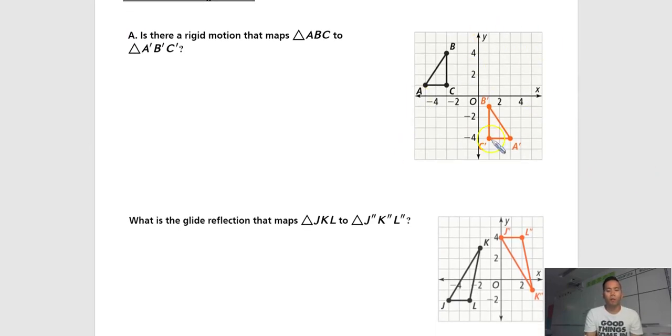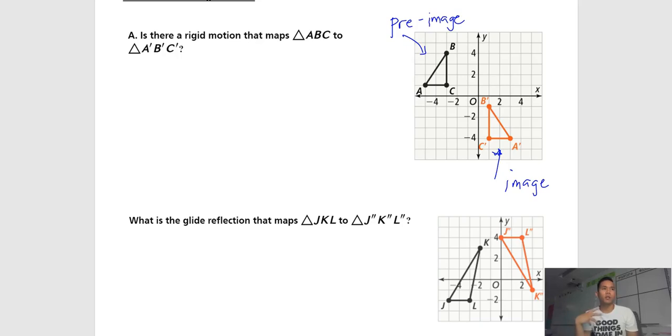If you are looking at the image here, this is our pre-image. So we are analyzing the movement, the transformation of the image. This is now your image after several transformations. We do not know how many transformations this image has been through. So is there a rigid motion that maps triangle ABC to triangle A prime, B prime, C prime? If you are looking at the image and analyzing it, it's difficult to see the transformation.